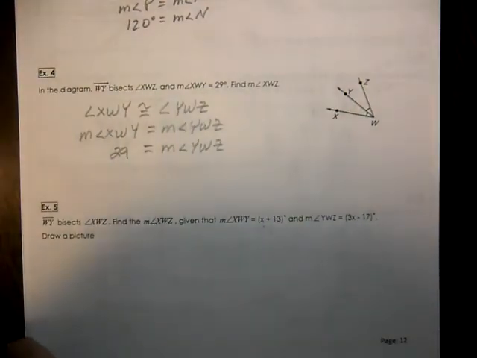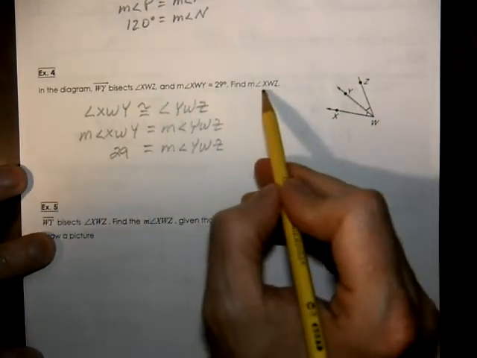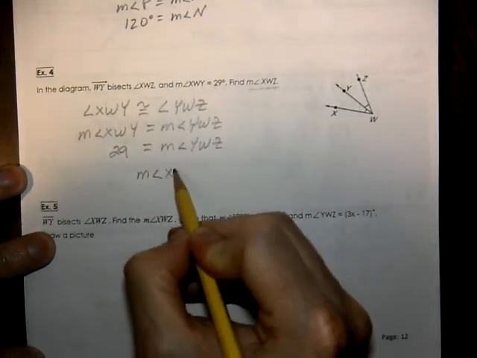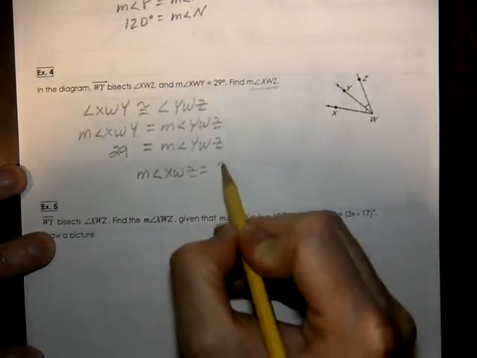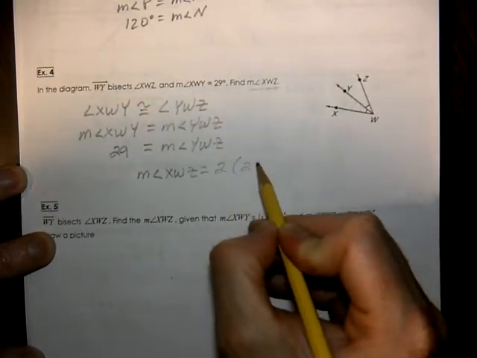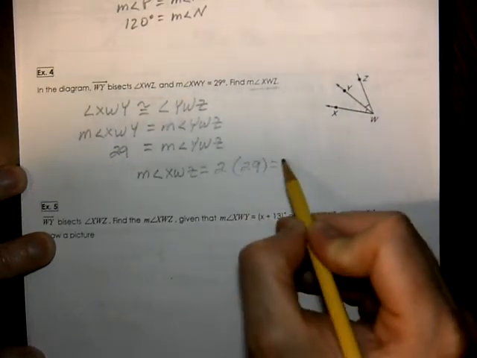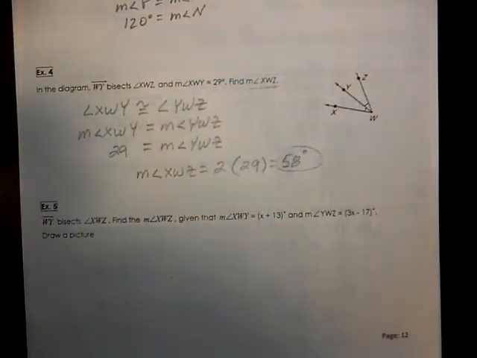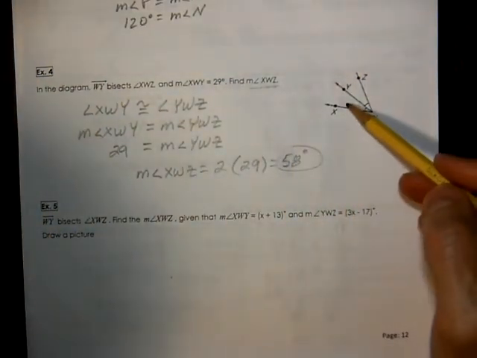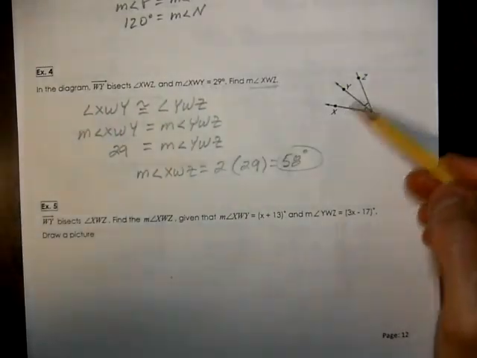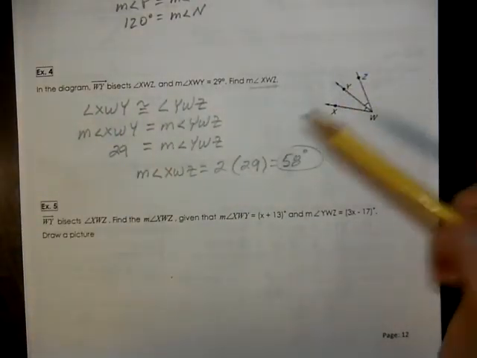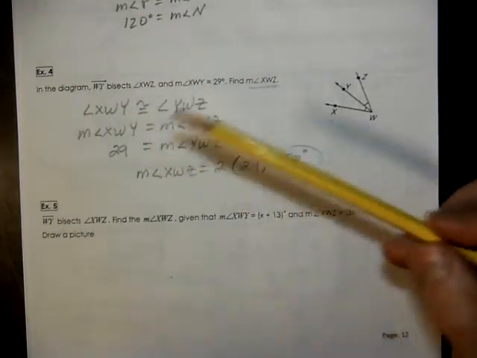It's 29. So to calculate what the big angle is, it's going to be 2 times 29. It's going to be twice that amount. The total angle is twice the amount of either of the smaller ones. They're both the same because we have a bisector.